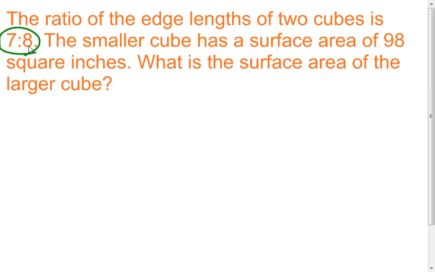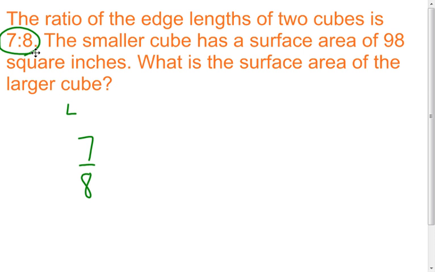It says the smaller cube has a surface area of 98 square inches, and it wants us to calculate the surface area of the larger cube. Well, we could probably go through and figure out the side lengths of the smaller cube and then use this ratio to get the lengths of the sides in the larger one, but I think we have another method here. So I'm going to write down this ratio of 7 over 8. Now, that's the scale factor, or I like to think of it as the length ratio.